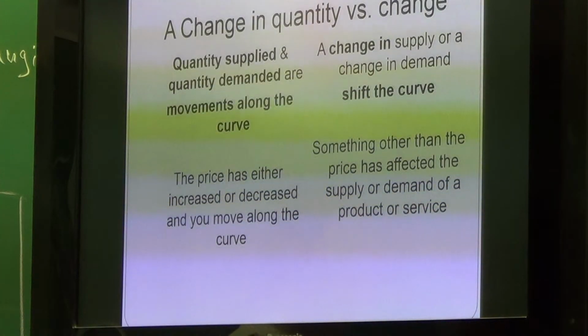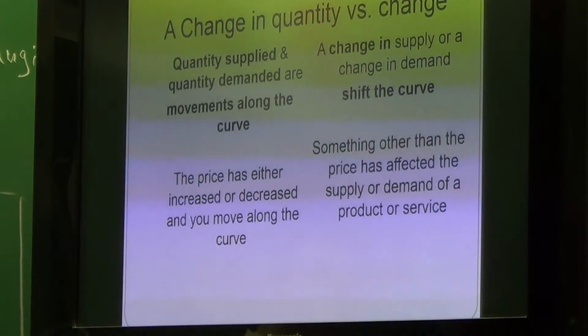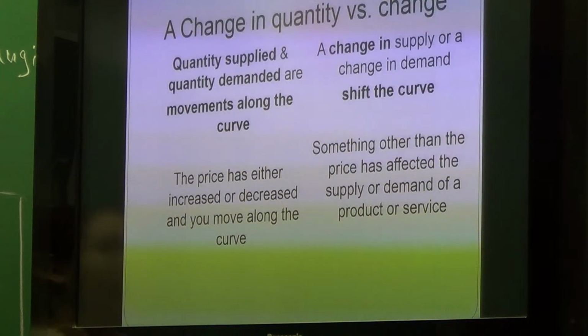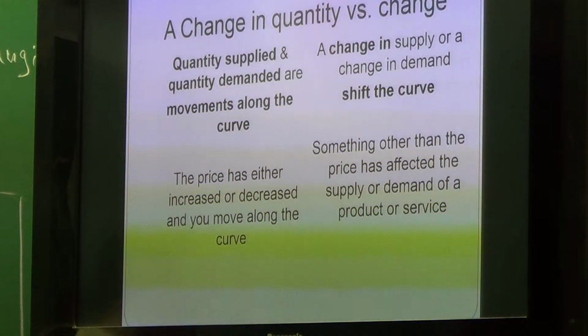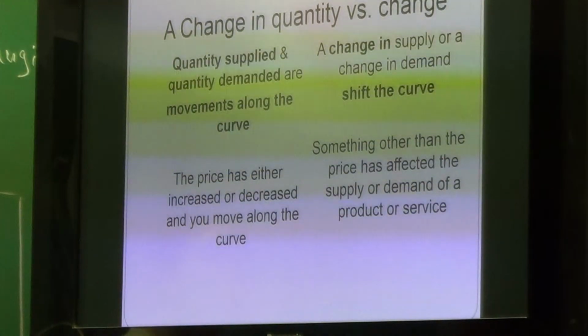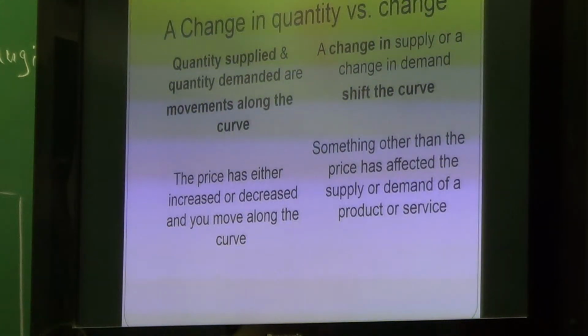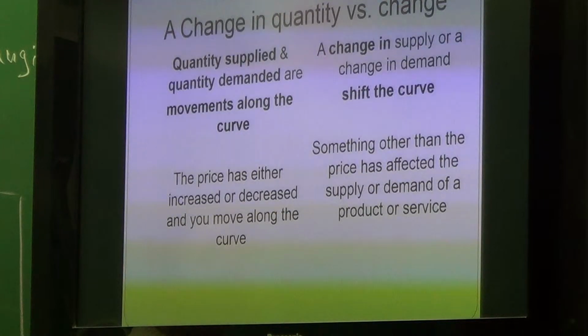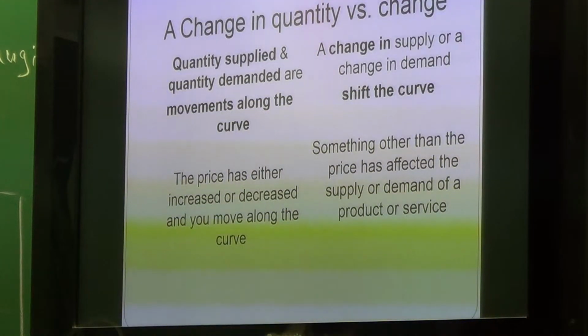So a change in quantity versus a change, just change. So on the test yesterday, this is what I was looking for, is that quantity supplied and quantity demanded are movements along the curve. Okay, making sense now? So the price is either increased or decreased, and you just simply move from one point to another.